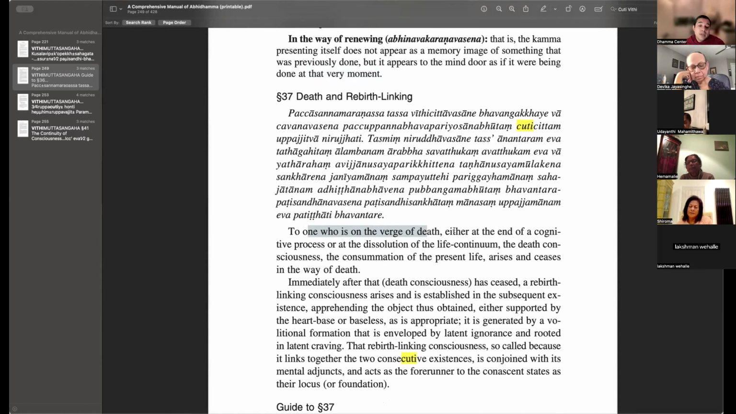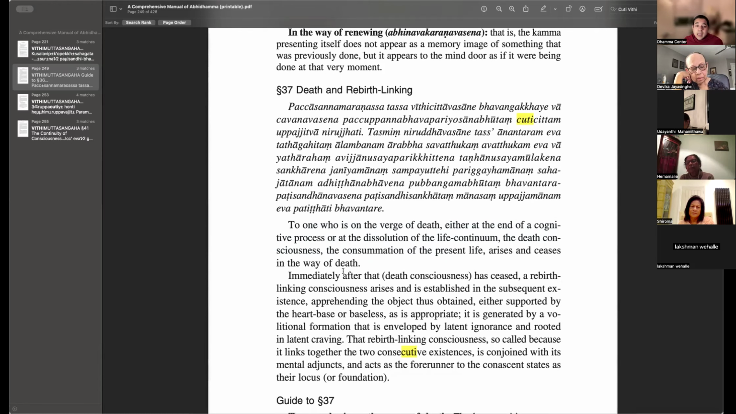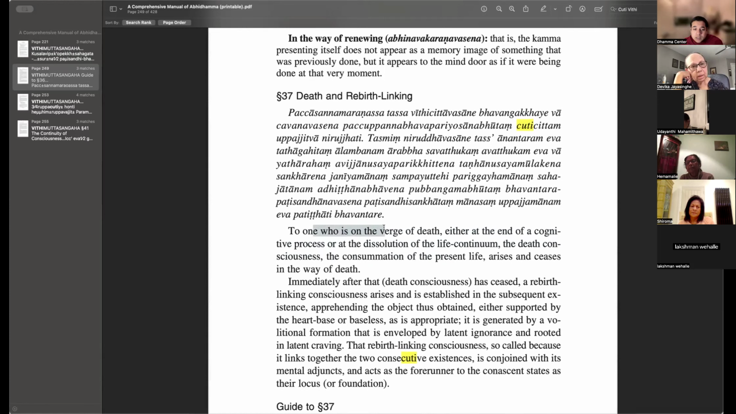To one who is on the verge of death, either at the end of a cognitive process or at the dissolution of the life continuum, the death consciousness, the consummation of the present life, arises and ceases in the way of death, right? In the way of death. To one who is on the verge of death, either at the end of a cognitive process or at the dissolution of the life continuum, the death consciousness, right?